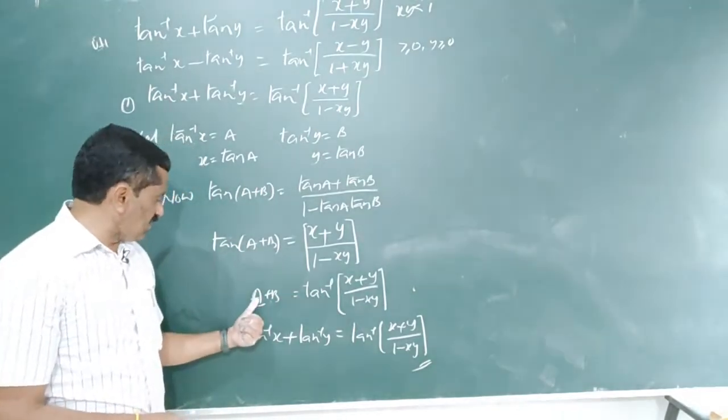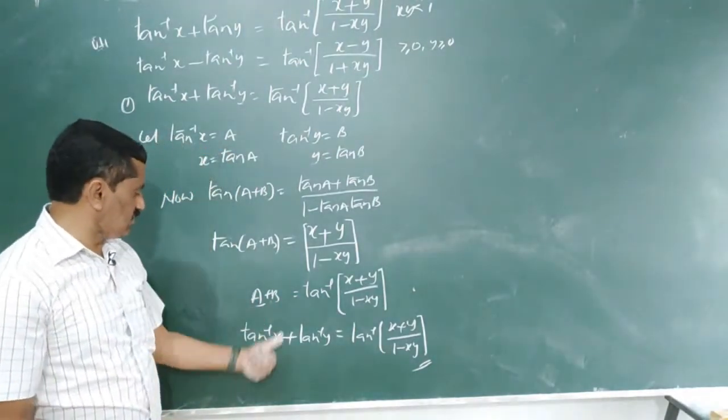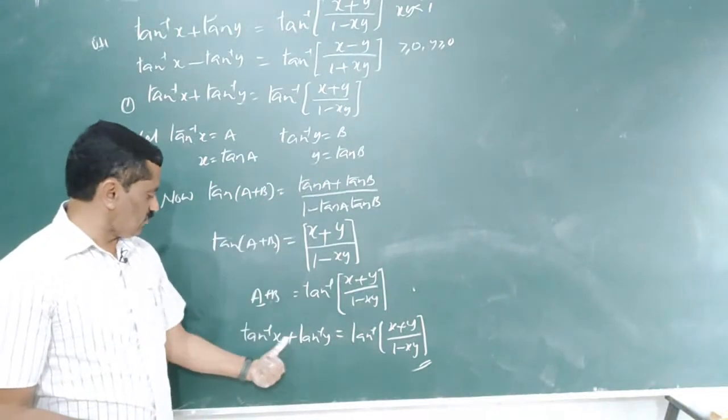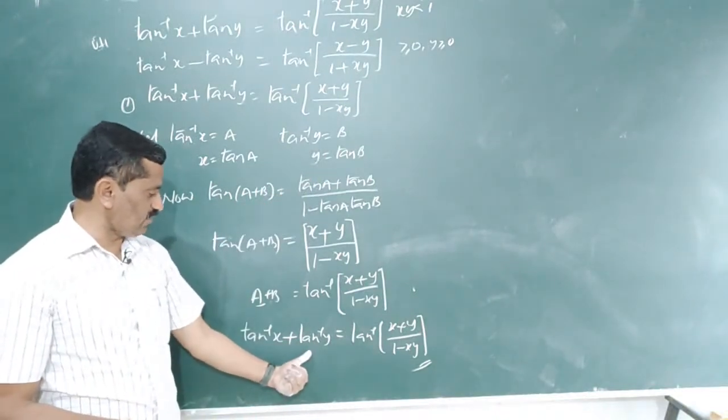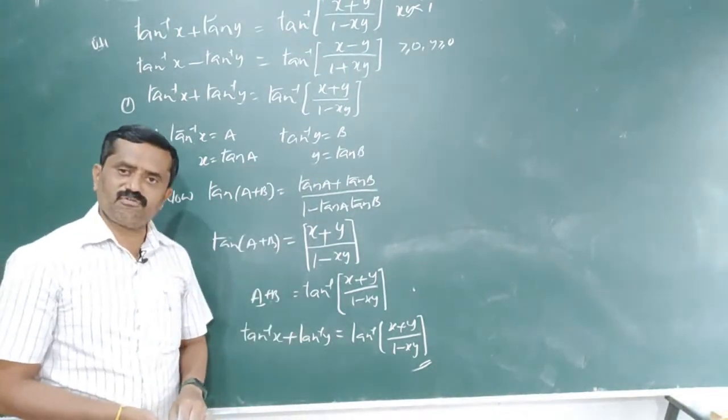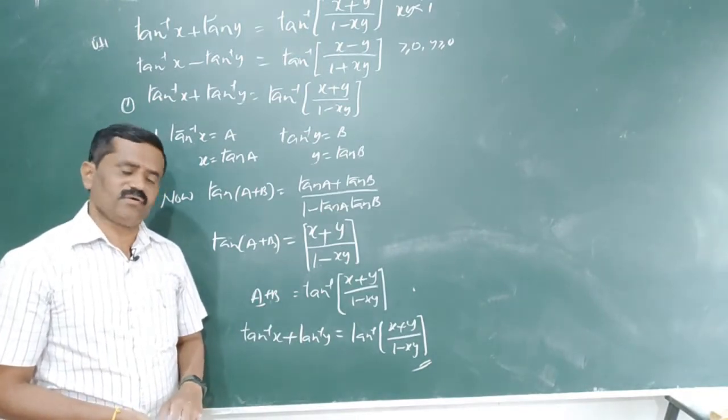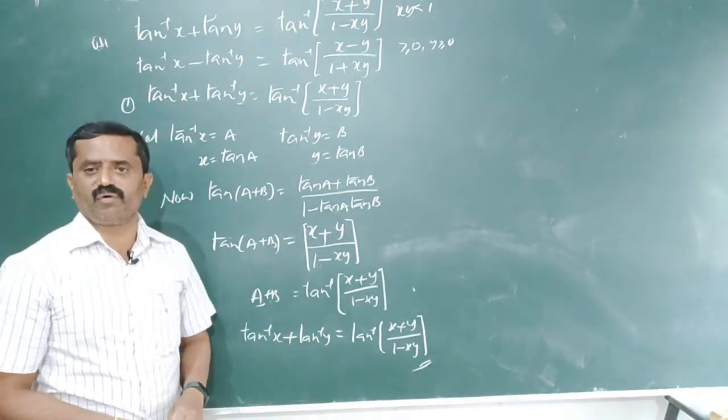What is the value of a? We have tan inverse of x. What is b? Tan inverse of y. Therefore tan inverse of x plus tan inverse of y is equal to tan inverse of (x plus y) divided by (1 minus xy).